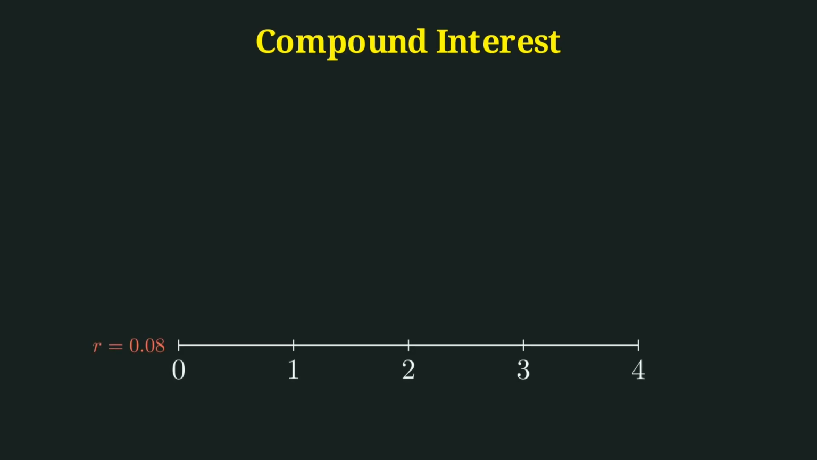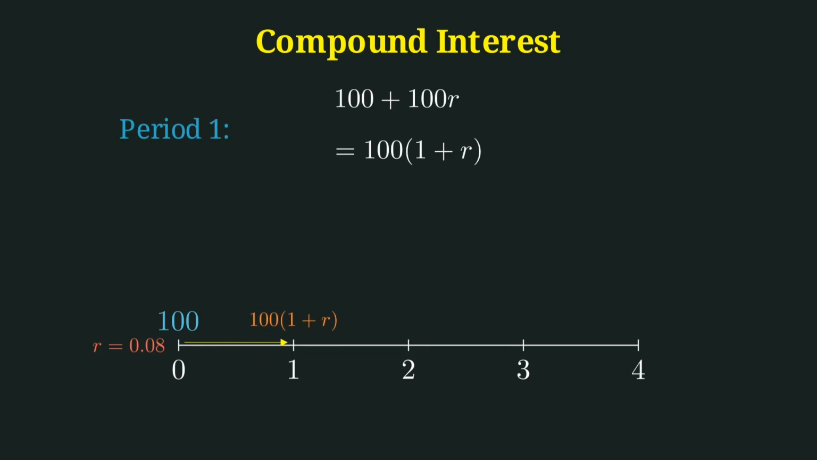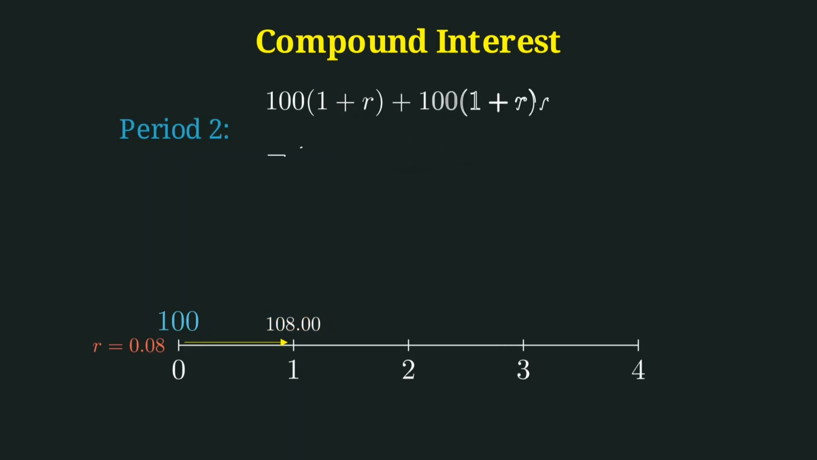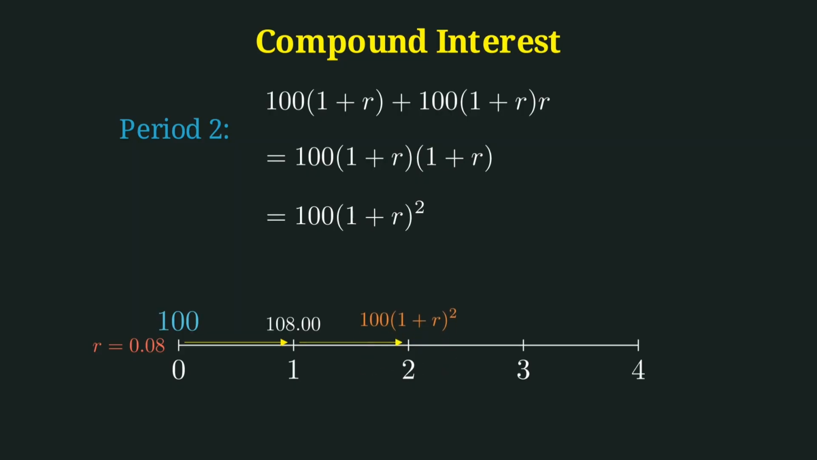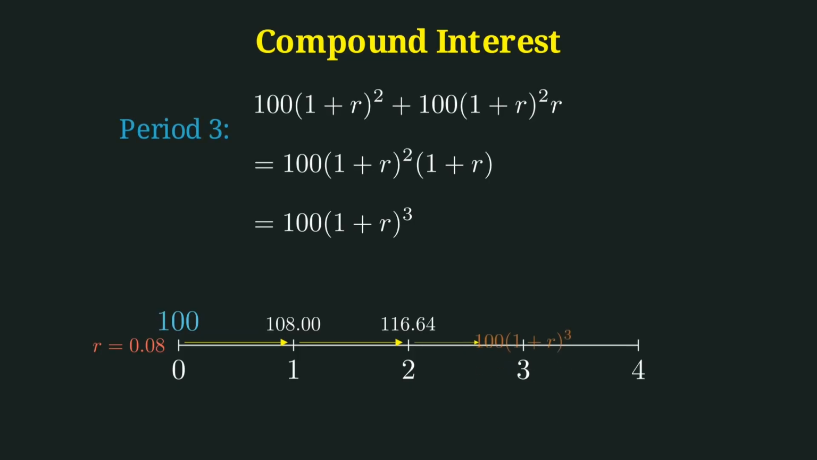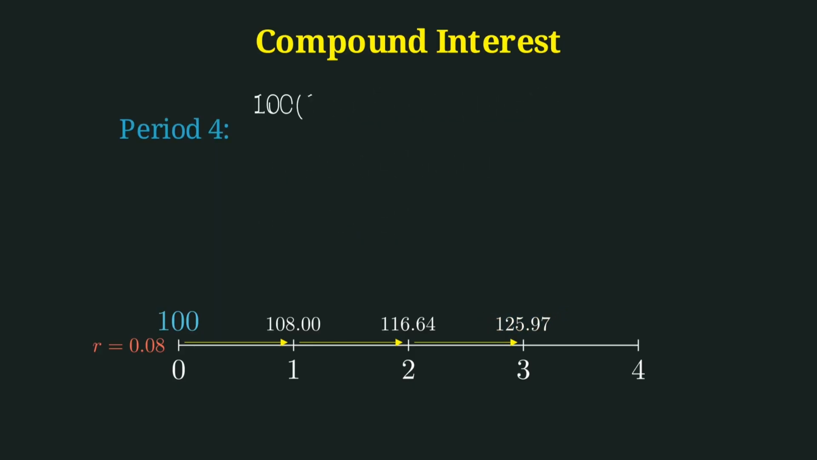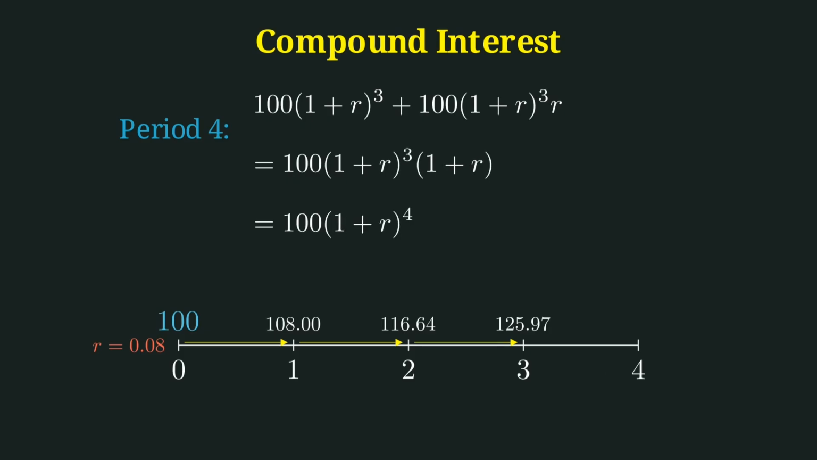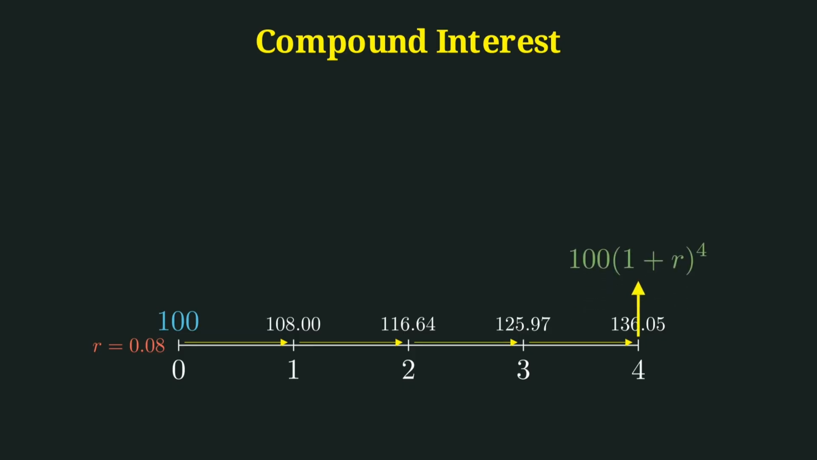Again, let us start from an example. With the same interest rate, R is equal to 0.08. If we deposit $100, then after period 1, we will have 1 plus R times 100. In the second period, as you can see from this derivation, you'll get 100 multiplied by 1 plus R squared. In the same way, we can proceed, then 100 multiplied by 1 plus R to the power of 3, and so on. So at period 4, you'll get 100 multiplied by 1 plus R to the power of 4.